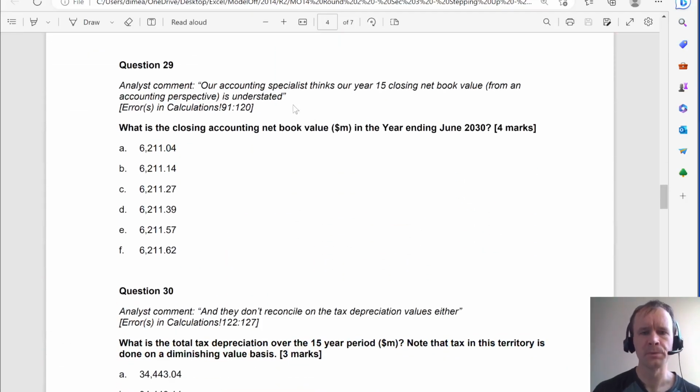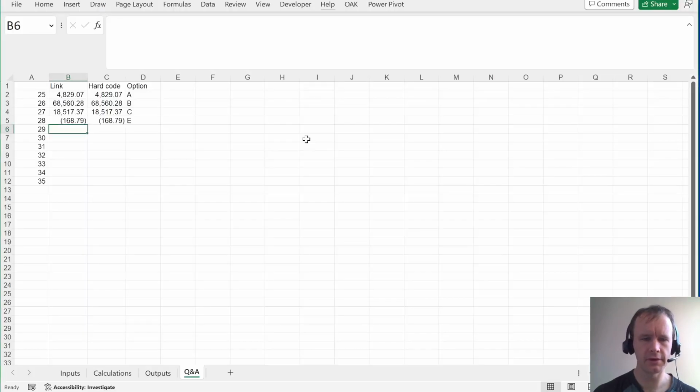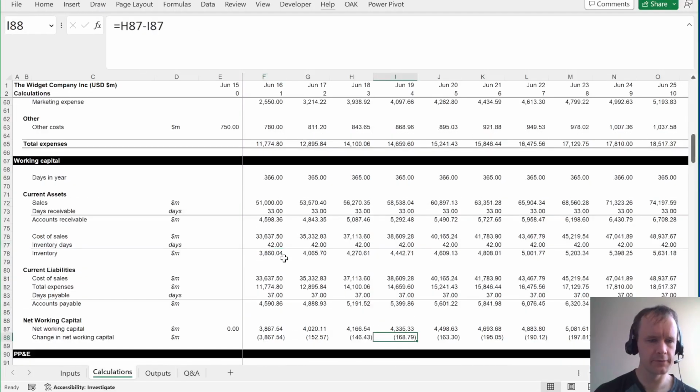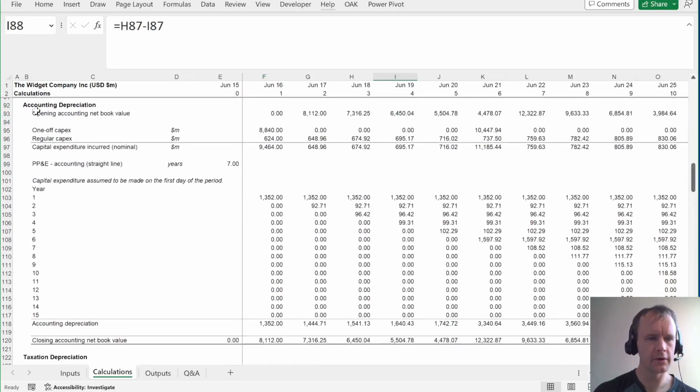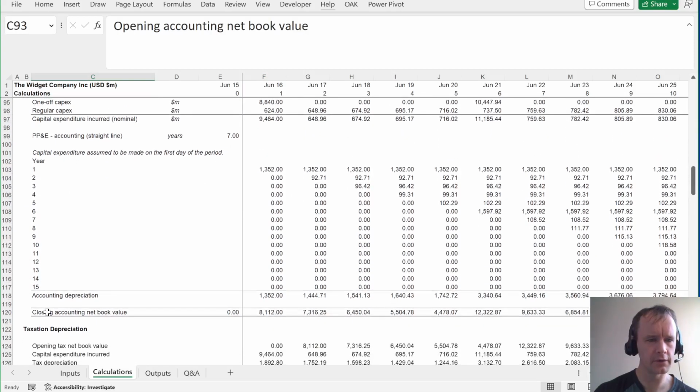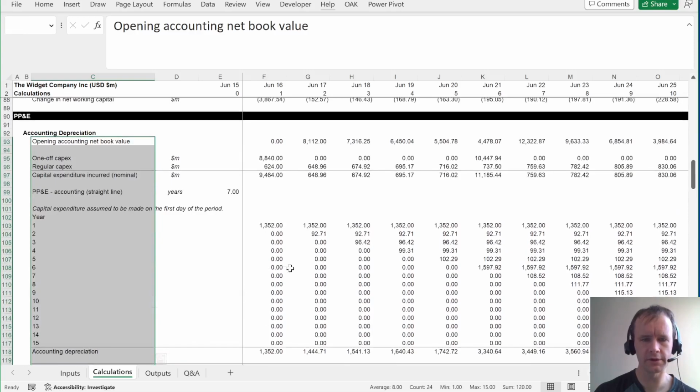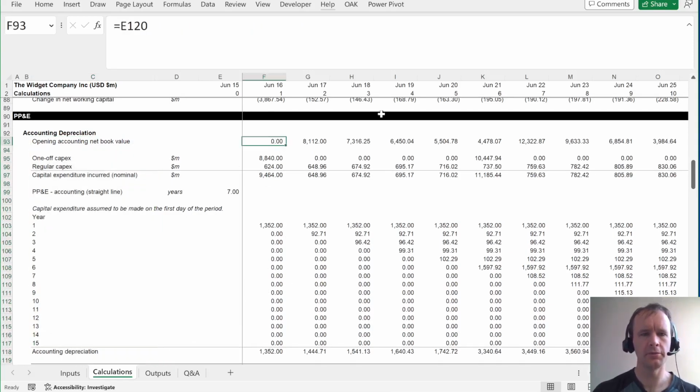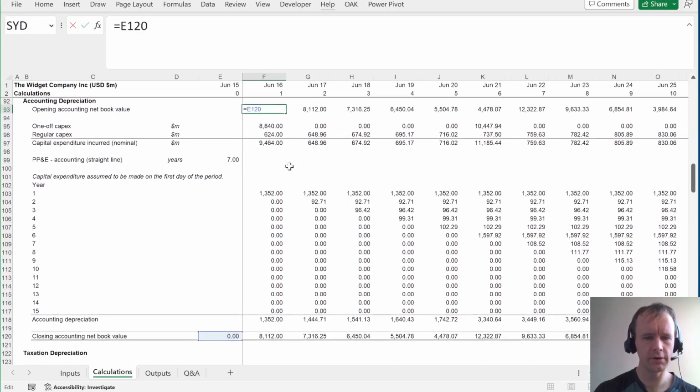Okay. Accounting specialist thinks our year 15 closing net book value from an accounting perspective is understated. Error in rows 91 to 120. All right. So let's go. 91 to 120. All right. So it's almost certainly something in this depreciation forecast, but let's check. So opening accounting book value is pulling from row 120. Fine, seems appropriate. And then we do all the changes in the middle and get wherever we get.